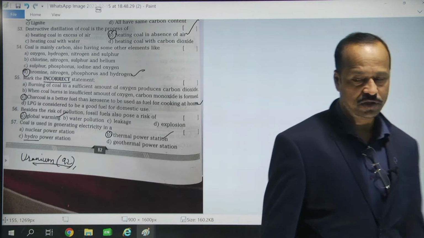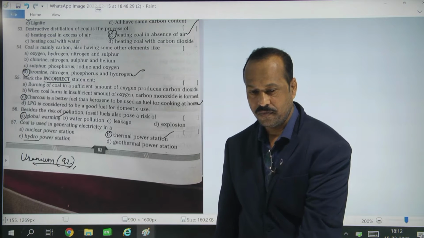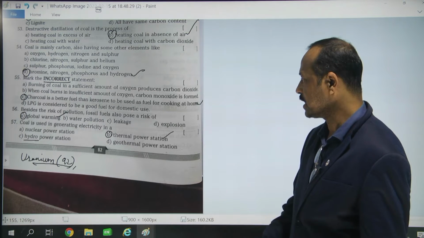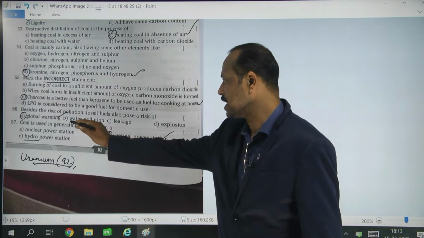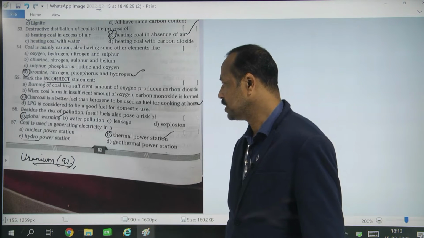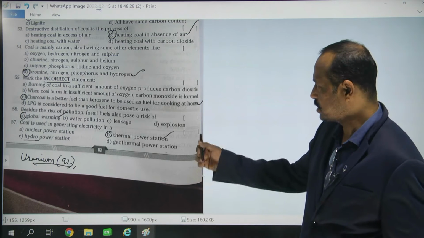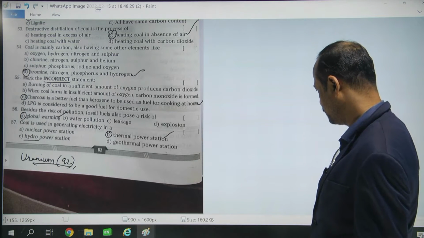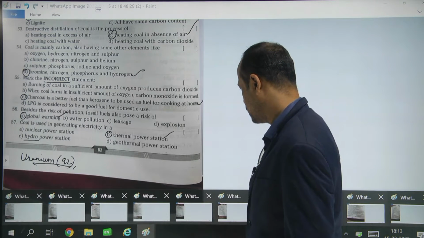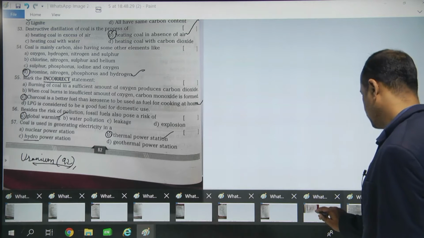Geothermal. We already discussed the geothermal, which is completely under the earth. So here our answer is: coal is used for generating electricity in thermal power stations. This is the right answer. Is this clear to you? Right. Now let's go to the next one.